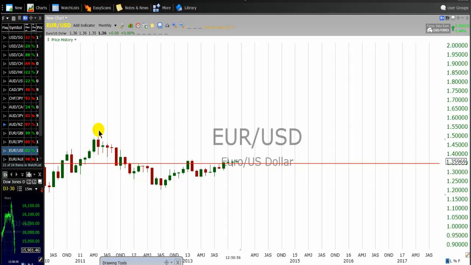If price goes above a key level, there's a high chance that the price will come back and retest it. This is about a high probability trading setup. Let's get started. Let's go to the monthly chart for the Euro USD.